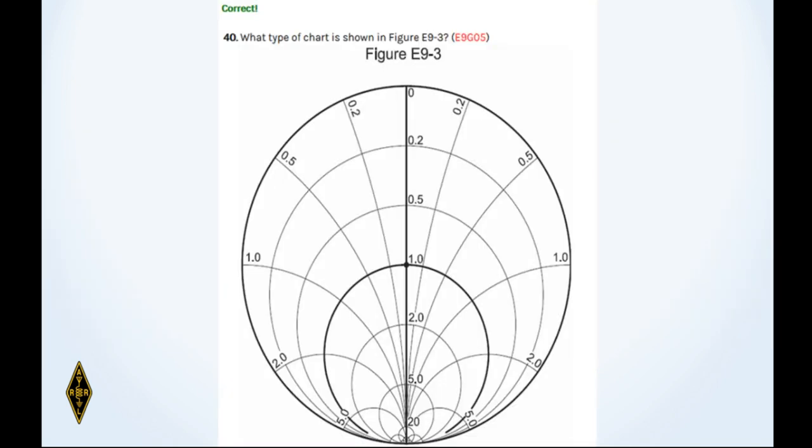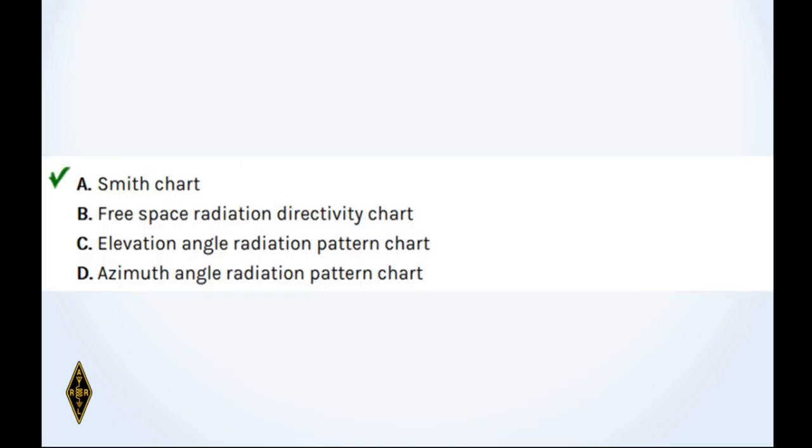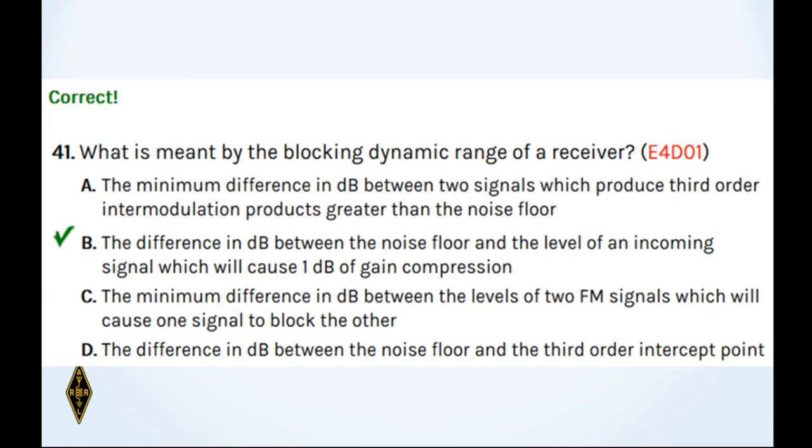All right, what type of chart? That is a Smith chart. So that's 40A. And what is meant by the blocking dynamic range of a receiver? 1 dB compression is blocking dynamic range. So 41B.